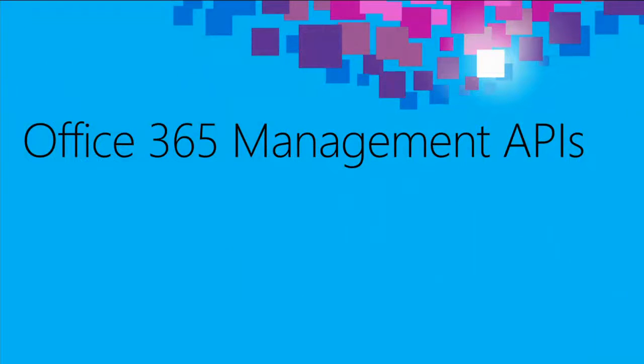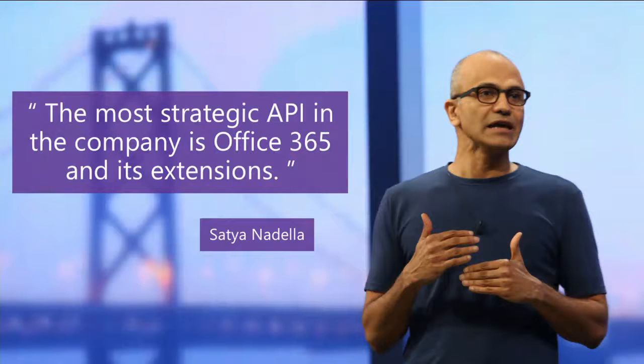And lastly, I want to talk about the Office 365 management APIs. Satya said last year, I think, that the most strategic API in the company is Office 365 and its extensions, and we believe that. In the last year or 2 years, Office has really doubled down on the cloud service, and we're really trying to put all our innovations there. So solutions such as Yammer, such as Office 365 groups, features that are a layer across what we traditionally call the workloads. We're continuing to accelerate in that direction.